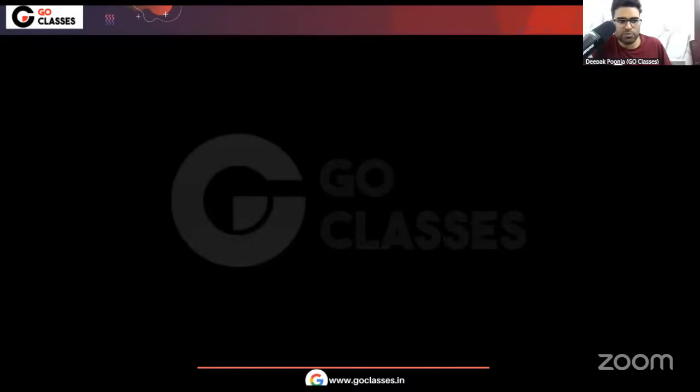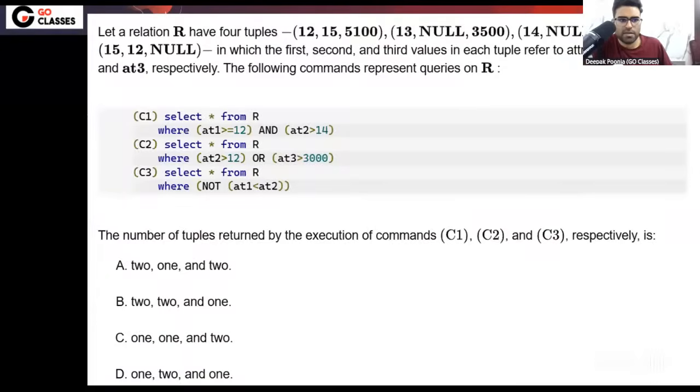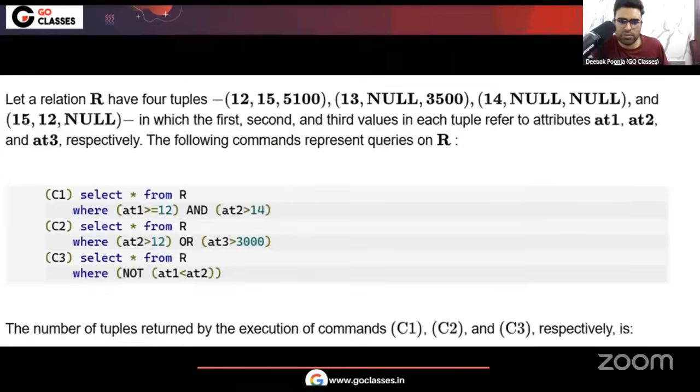So let's move on now. Let's solve this question from DBMS SQL. In this question, you can see C1, C2, C3. These SQL queries are given to us. And we have a relation, a table R. You can read this here. We have a relation table R with 4 tuples. You can see some tuples have null also.